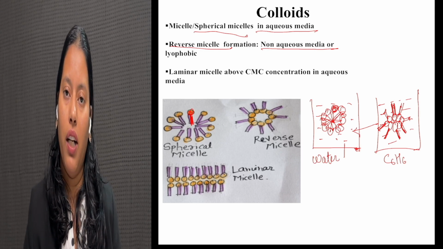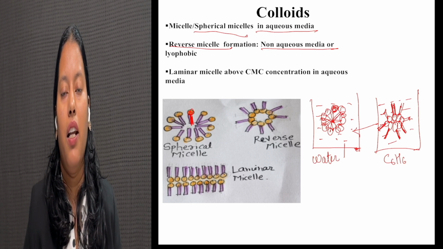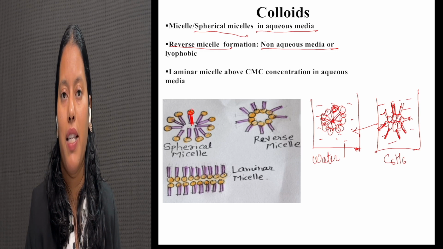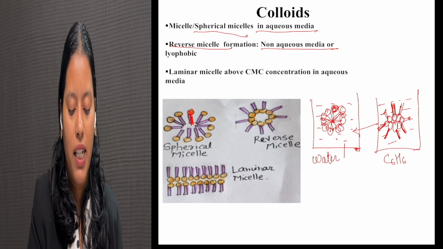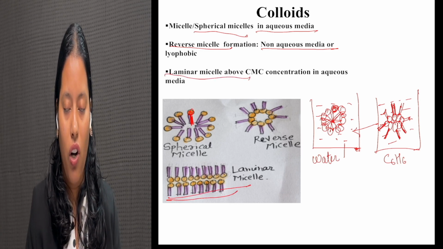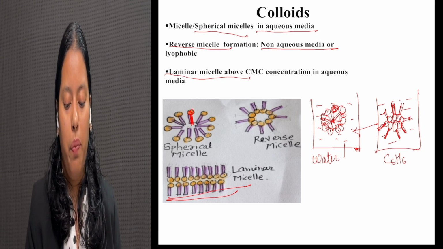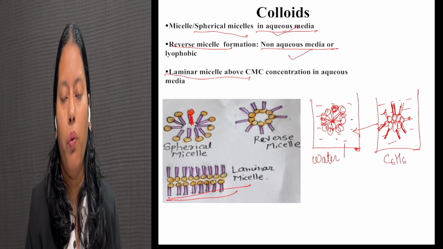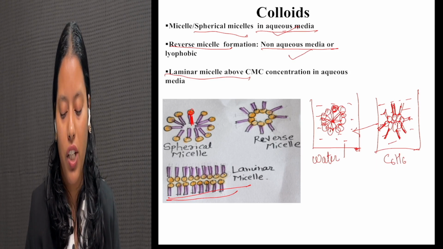Now when you continue adding the surfactant above CMC, it keeps on forming the clusters, it keeps on forming the micelles, and it forms sheets of micelles, and that is called the lamellar micelle above CMC. And the structure looks like this, like long sheets of these micelles forming, which is called the lamellar sheet. So based upon whether your system is polar or non-polar, you will get the spherical shape or the reverse shape.